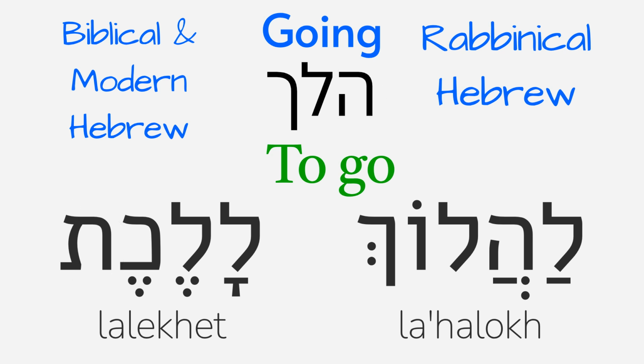This irregularity is not like the ones we've seen so far, where the changes from the regular verb forms are predictable based on where certain letters are in a word. In this case, even if you know all the rules of verbs, you wouldn't be able to guess lalechet is the infinitive of the root hey lamed kaf. It's just something you have to know. Fortunately, there aren't many completely irregular forms of verbs like this in Hebrew.